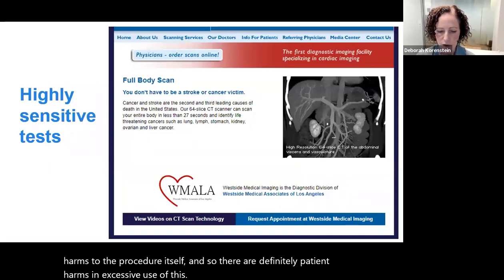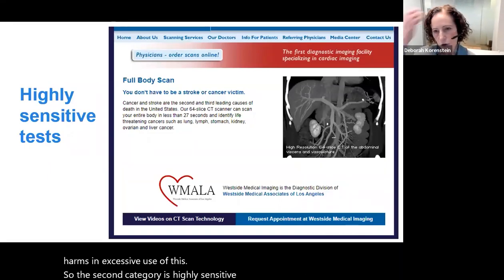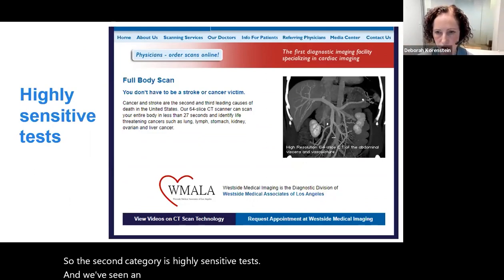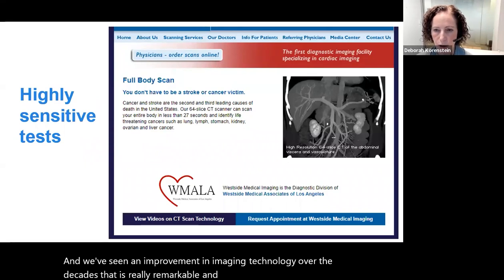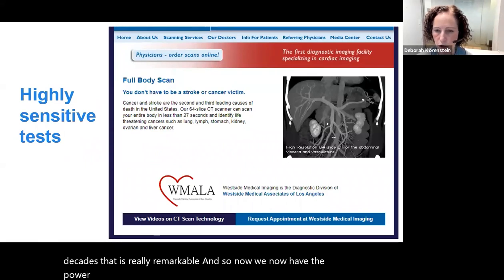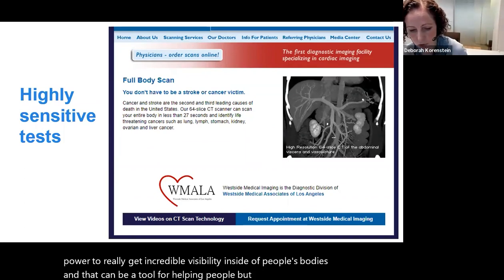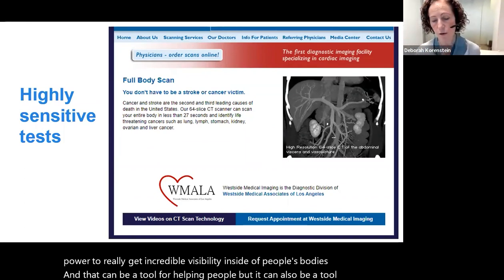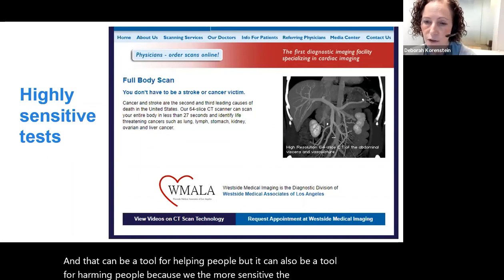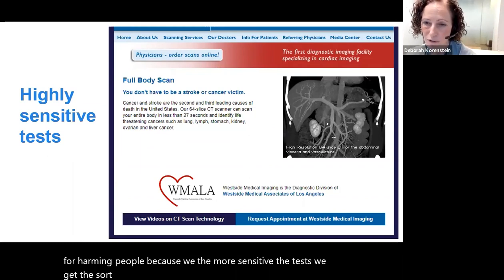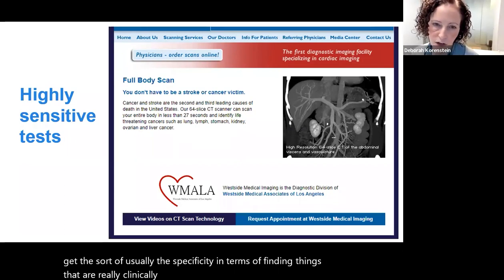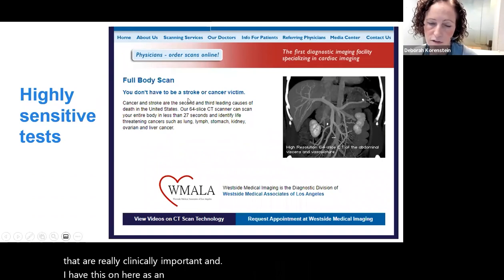So the second category is highly sensitive tests. We've seen an improvement in imaging technology over the decades that is really remarkable. And so now we have the power to get incredible visibility inside of people's bodies. That can be a tool for helping people, but it can also be a tool for harming people, because the more sensitive the tests we get, usually the lower the specificity in terms of finding things that are really clinically important.